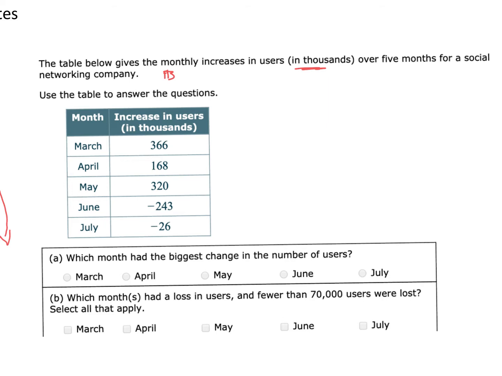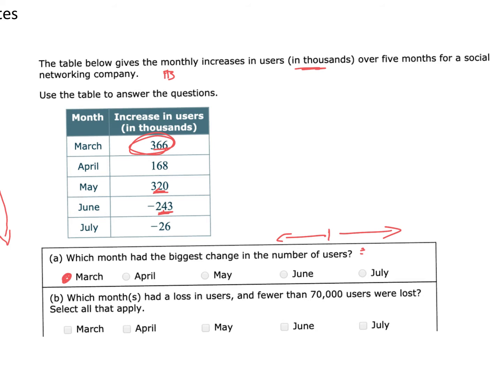In March, they increased 366,000 new users. April made another 168,000. May, another 320,000. June, they lost people, negative 243,000. And July, negative 26,000. Which month had the biggest change in the number of users? So the biggest change could be positive or negative. We're looking for the furthest from zero. That's the farthest from zero, March.